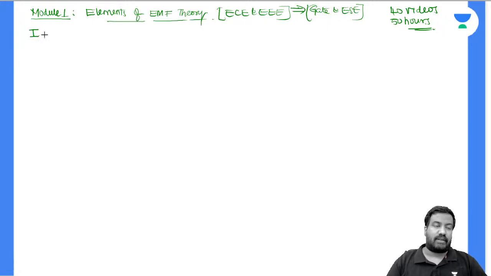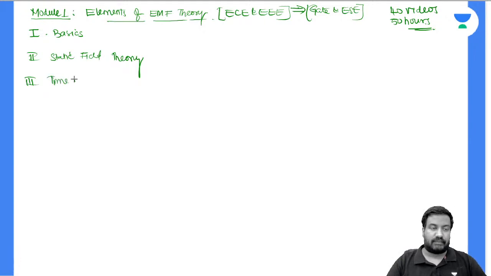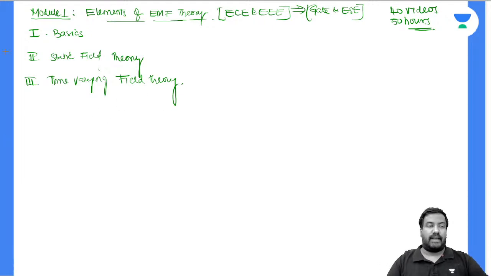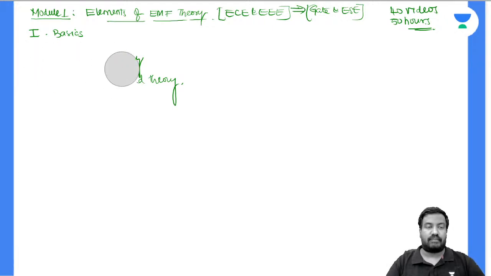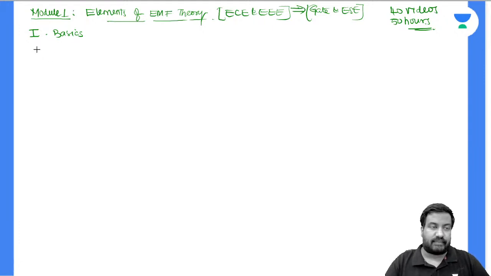Module 1 has 3 parts in it. First part is basics. Second is static field theory. And third is time varying field theory. Let us learn what we have studied in each of these parts. First section, basics, contains 3 parts.